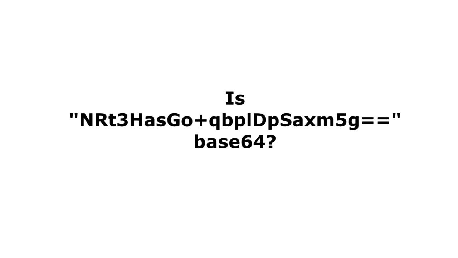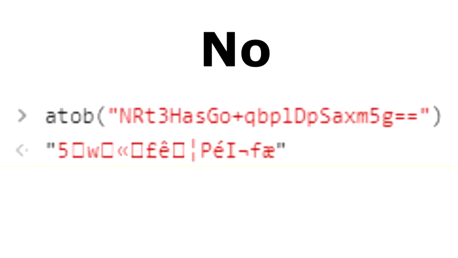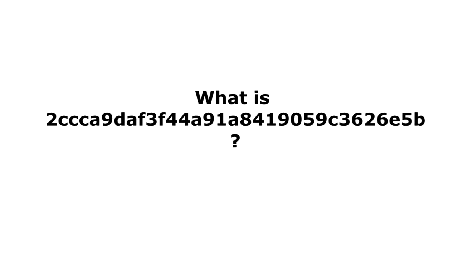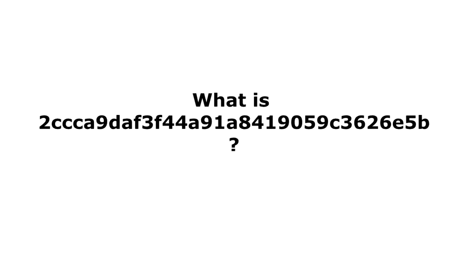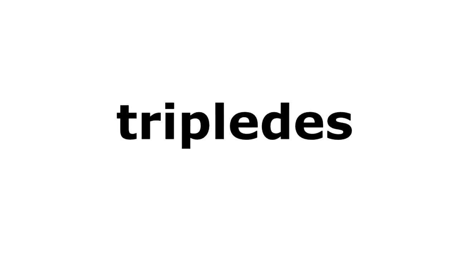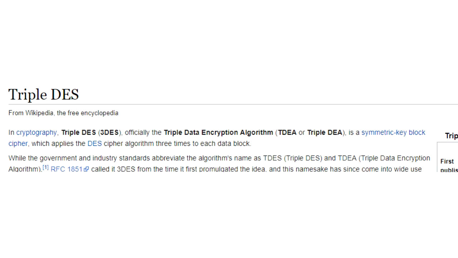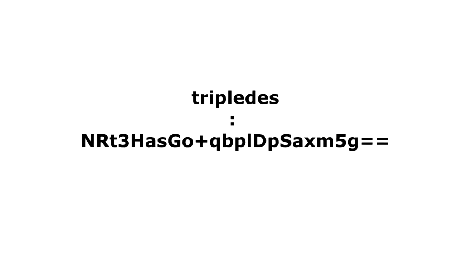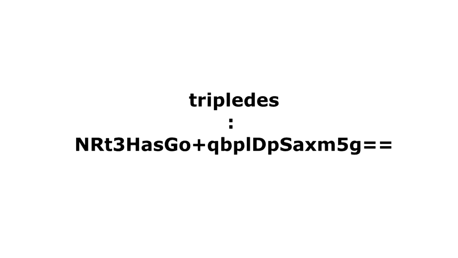Is that value base64? Well, you can see that it's either encrypted or it isn't base64. And what is the second value? If we Google it, we can see that it's actually an MD5 hash for the value triple des. Triple DES, if we Google that, it's an encryption algorithm.